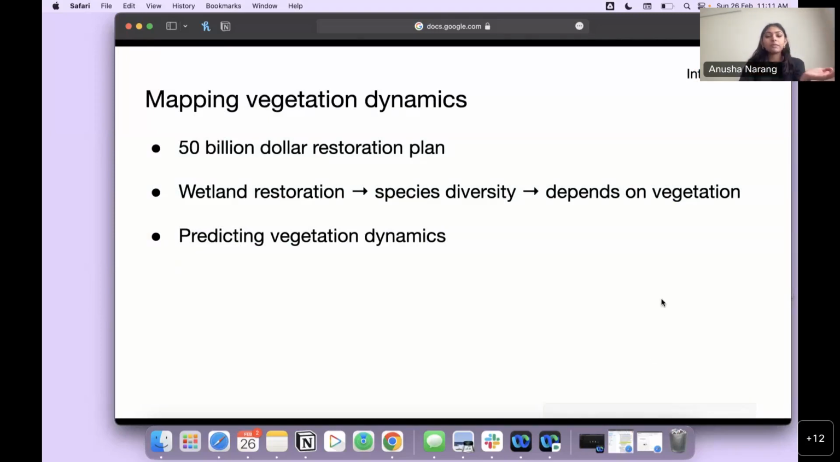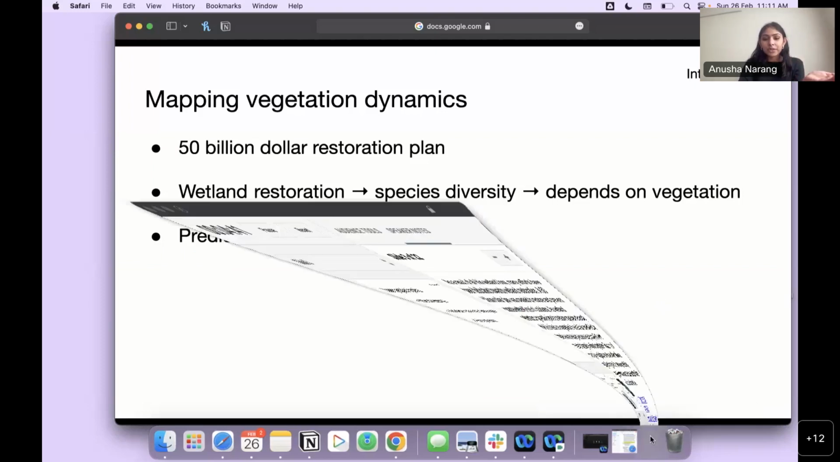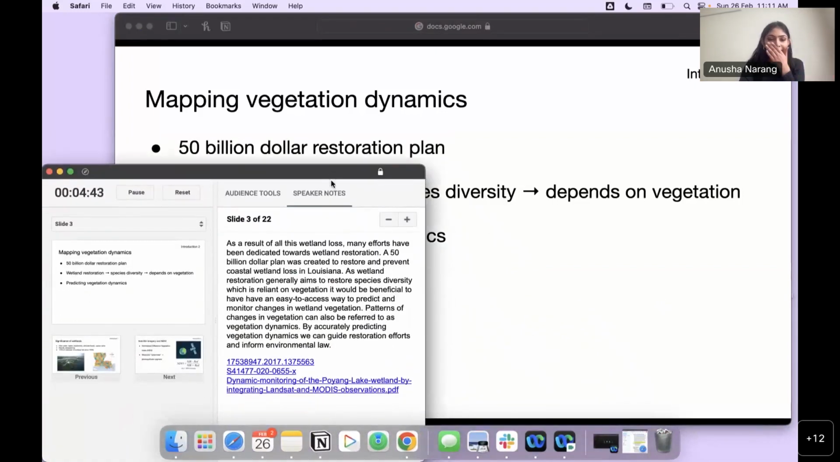And one of the main objectives of wetland restoration is to restore species diversity, which is reliant on vegetation. And as a result, it would be beneficial to have an easy to access way to monitor vegetation in wetlands. So patterns of change in vegetation can also be referred to as vegetation dynamics. By accurately predicting vegetation dynamics in wetlands, we can guide restoration efforts and inform environmental law.